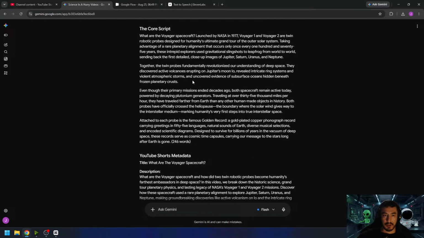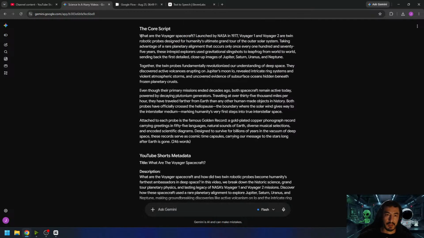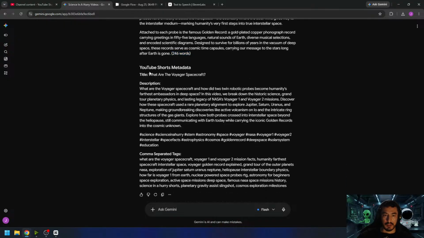So anyway, what I'll do here is show the format. I'll say what it is I want, what the topic is. It'll pop out my script. It'll tell me the exact word count because I want it to be as close to 250 words as possible to give some flexibility. And then it'll also give me the metadata. So the title, description, and then the comma separated tags, all the information I need to pop into the video as I'm uploading it.